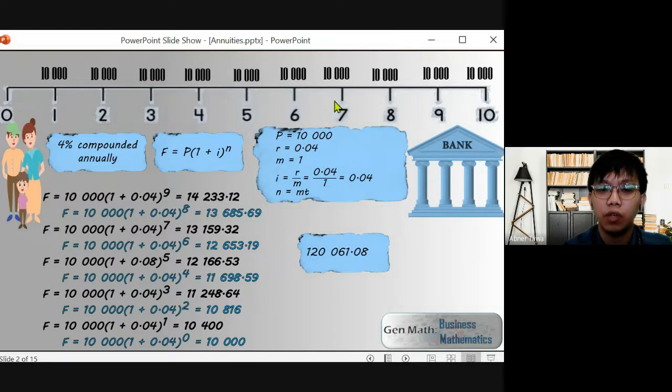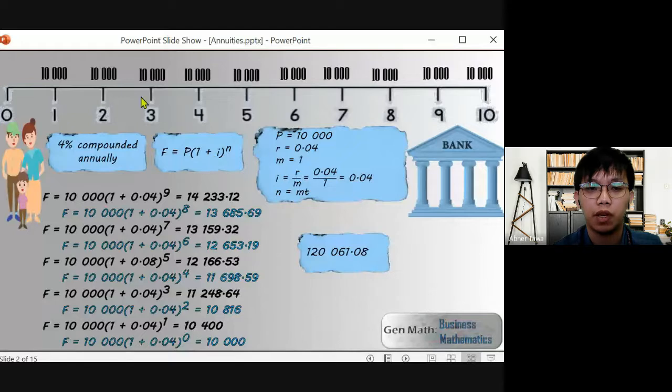So this scenario, or this certain problem, shows an annuity. This is a specific problem of annuity.